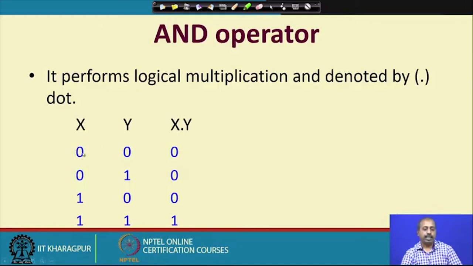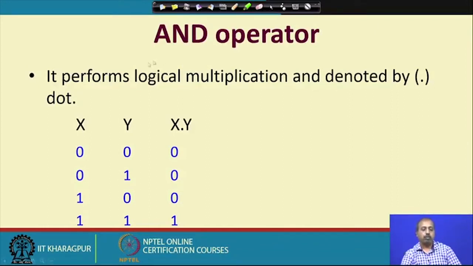Now, the AND operation is defined like this. If x equals 0 and y equals 0, then the ANDed value is also 0. If x is 0 and y is 1, the result will be 0. If x equals 1 and y equals 0, the result will be 0. When both x and y are 1, the result will be 1. So, this is a binary operator, because it takes two variables and does the operation on them.